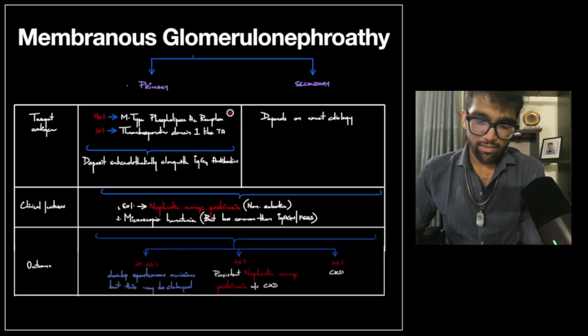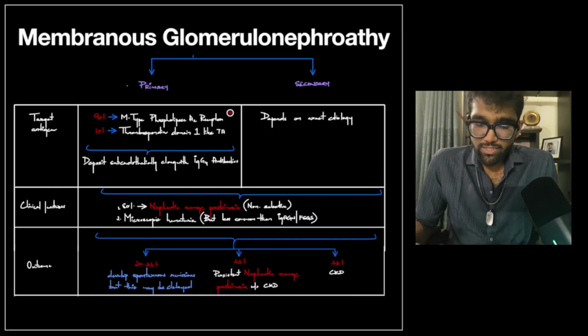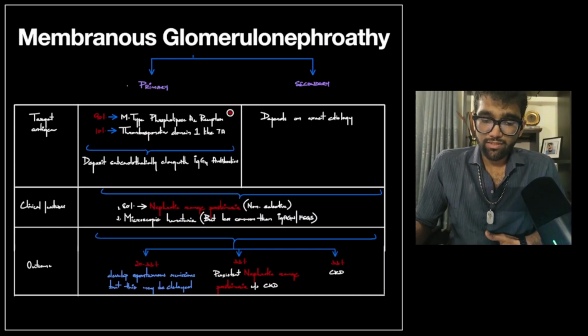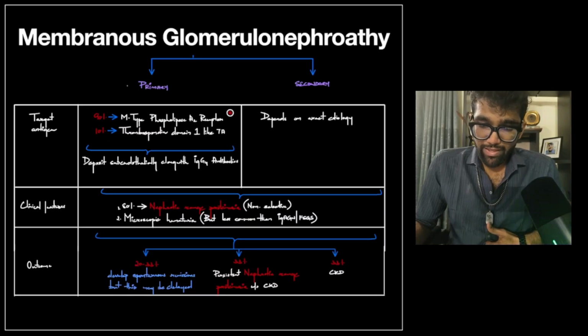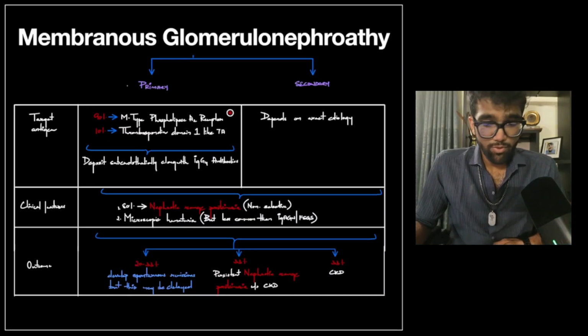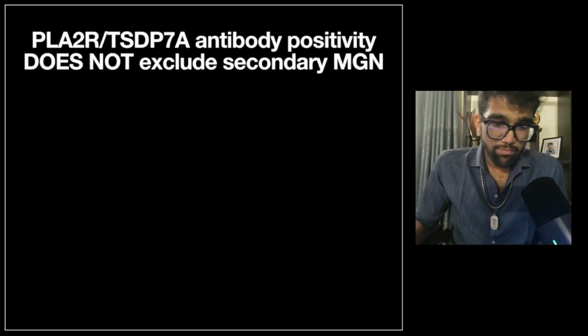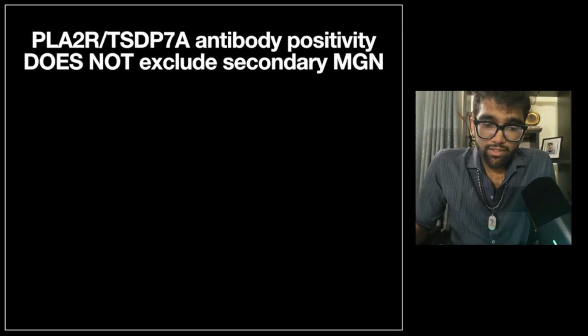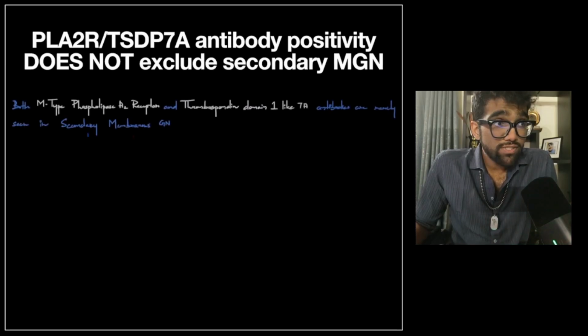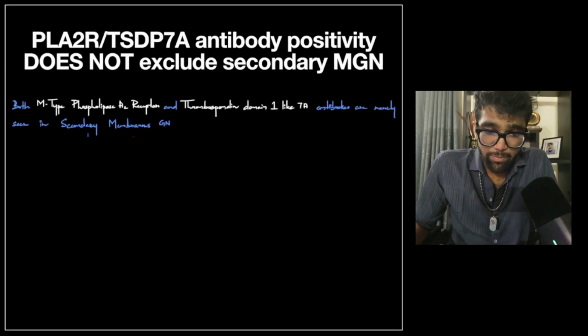The clinical outcome of these patients was actually highly variable. One third of patients developed spontaneous remission, and around one third have persistent proteinuria, and we'll discuss in later discussions in this series how that can in certain cases result in progression to chronic kidney disease. Now, PLA2 receptor or thrombospondin type-1 domain containing 7A antibody positivity does not exactly rule out secondary MGN. This is a misconception that people have.